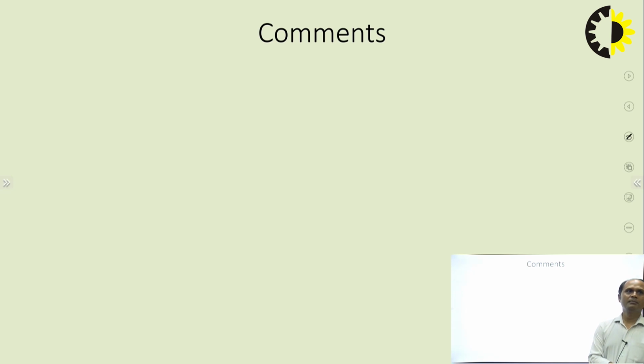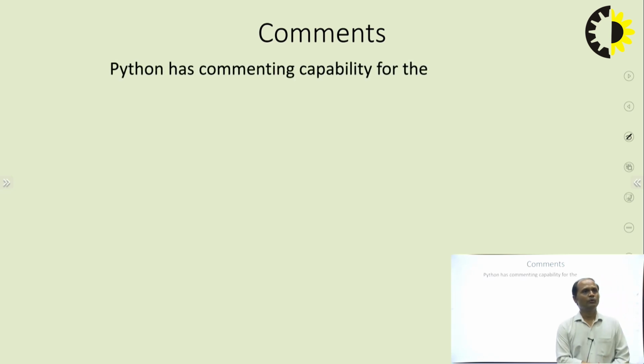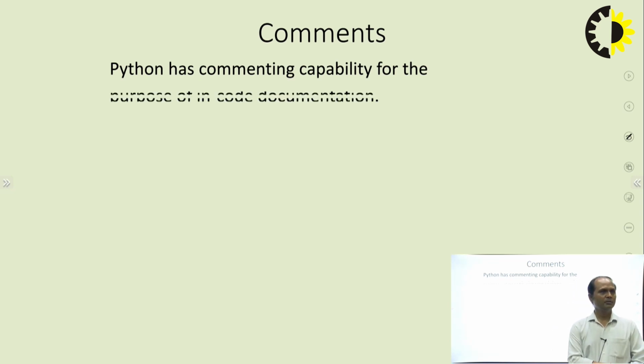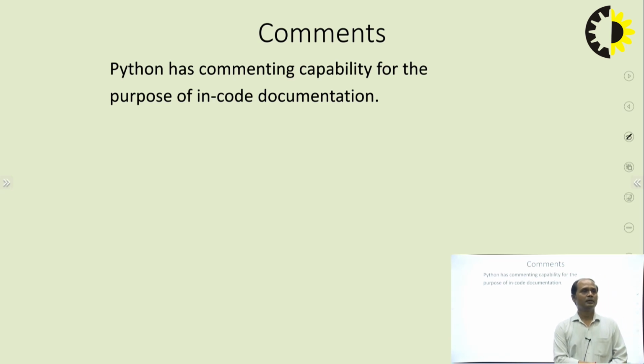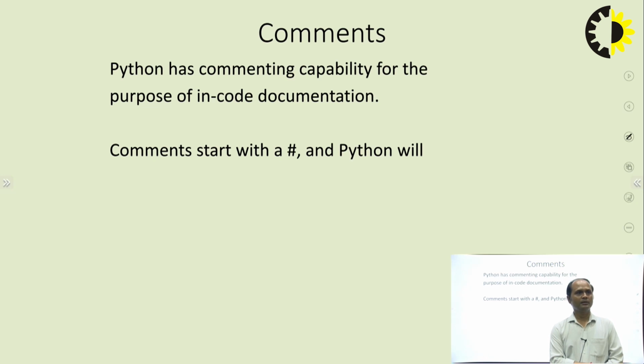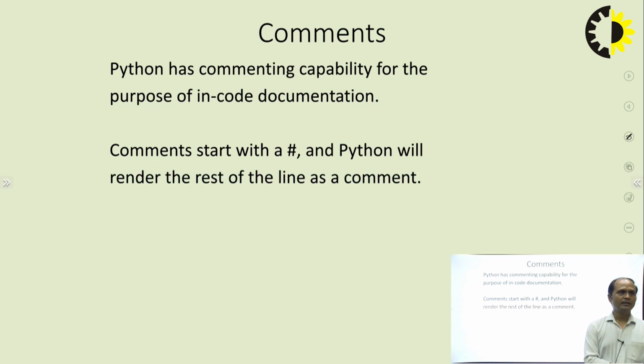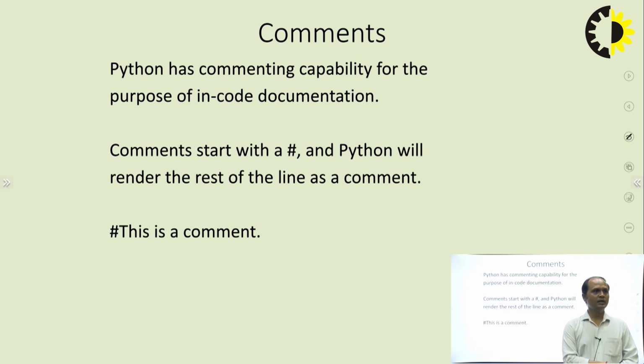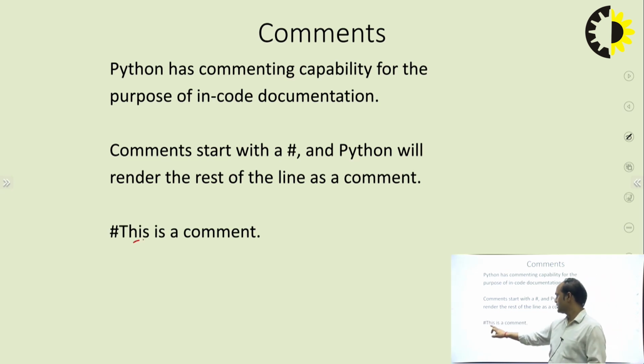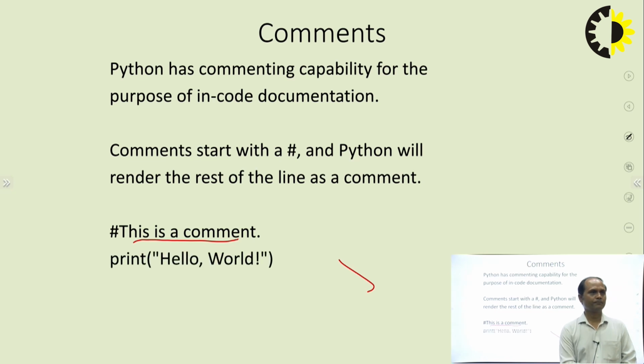Now next is comments. Comments are used for notation purposes, some declaration purposes. We can use them for the documentation part, for the elaboration part. Comments start with the hash. Python will treat the rest of the line as a comment. If we use the hash, this is a comment. Anything you want to declare as a definition part, we can write like this.